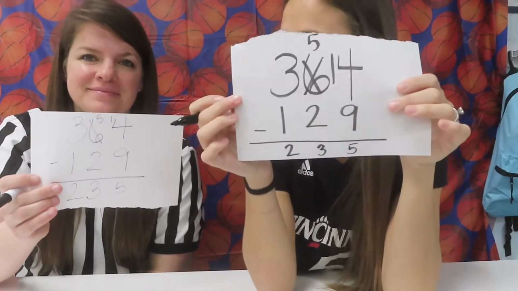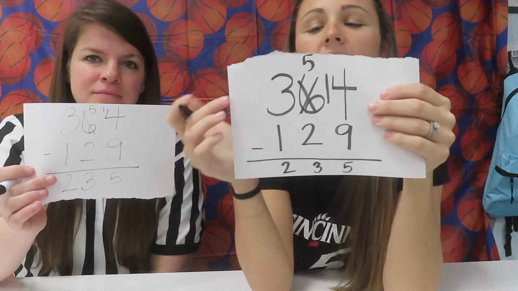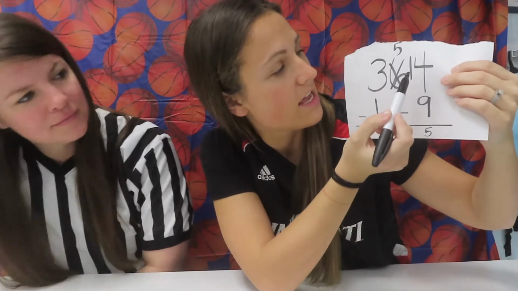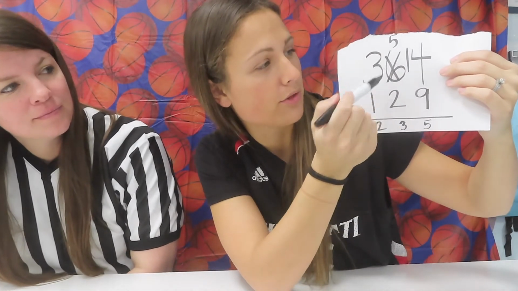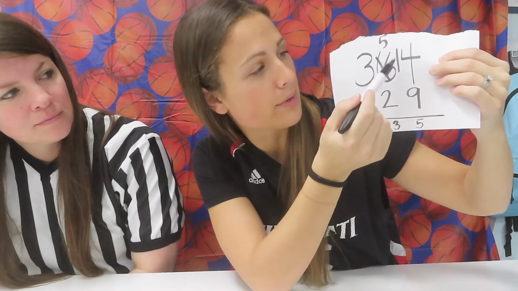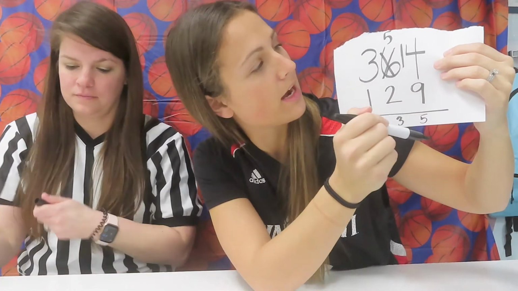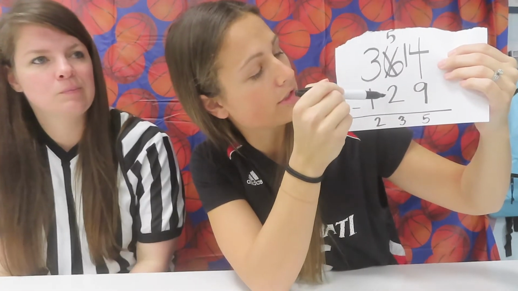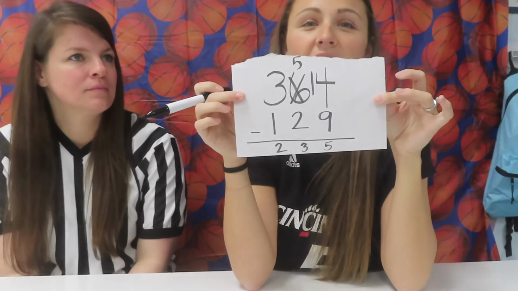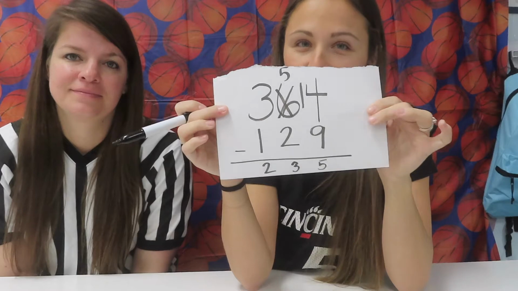Alrighty, so we have our answers here. We both got 235. You cannot do 4 minus 9, so we both crossed out the 6 and made it a 5. We carried our 1 over, so 14 minus 9 is 5. 5 minus 2 is 3, and 3 minus 1 is 2. So 235 is your answer. If you got that correct, good job. Just put it to the side and we will use all these papers in a minute.